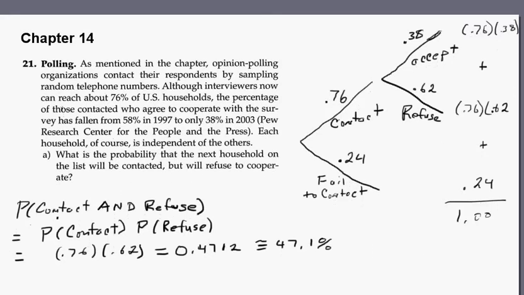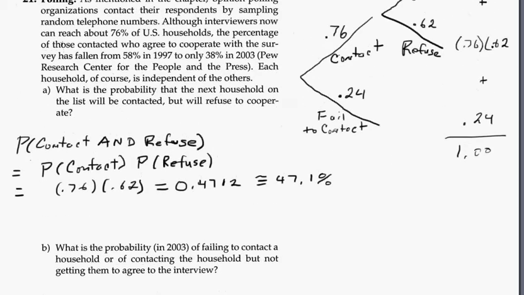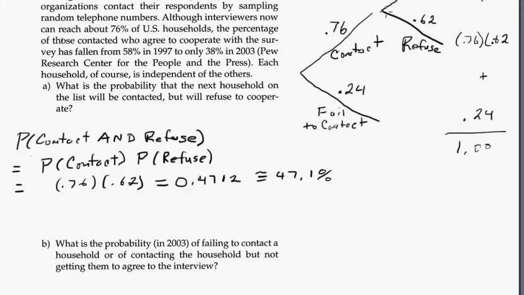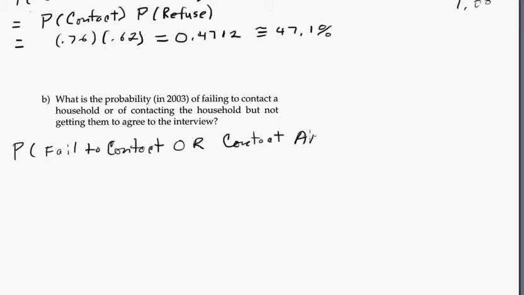The tree helps me navigate. Now part B is a lot more difficult, I think. What's the probability of failing to contact a household, or of contacting the household but not getting them to agree? So we fail both ways: we either fail to contact, or we contact them and they refuse.